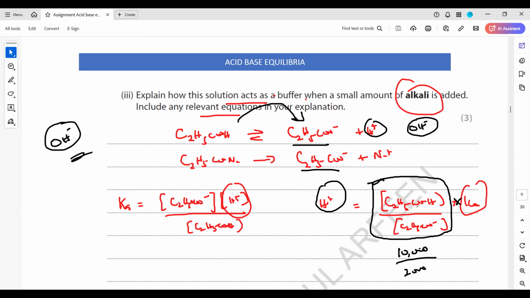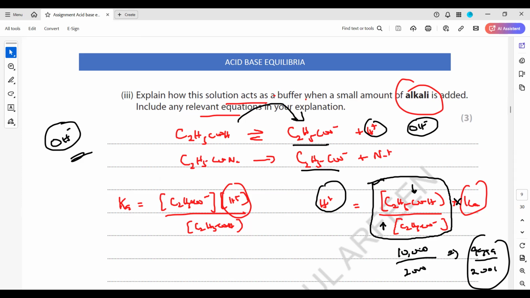When it shifts the equilibrium towards the right hand side, this will decrease and this will increase. But for a small amount added, it was 10,000, maybe now it will become 9,999. And this will become 2001. So there is a negligible change in the ratio, one is increasing, the other is decreasing, but because the numbers are so large, 1 or 2 or 10 or 50 does not make much difference to the ratio. That's why the hydrogen ion concentration does not change. So the pH does not change.